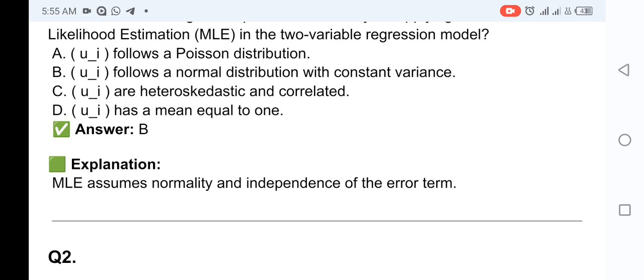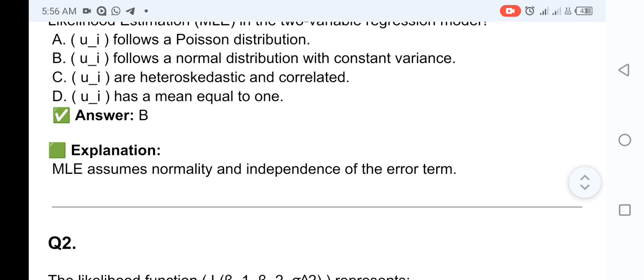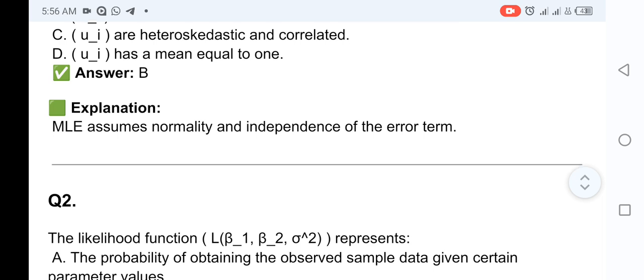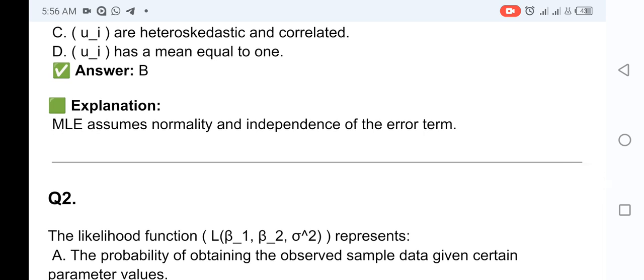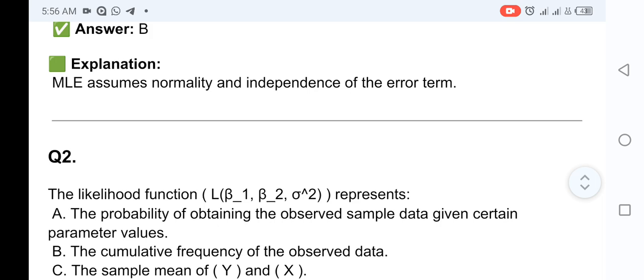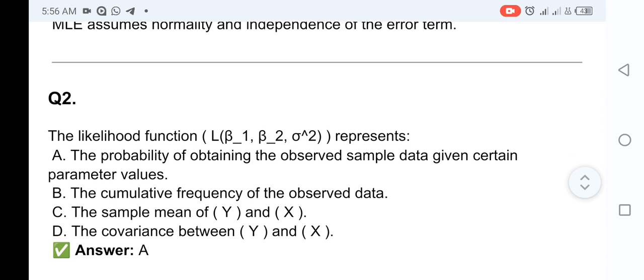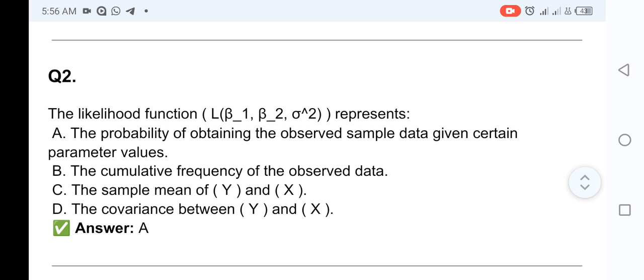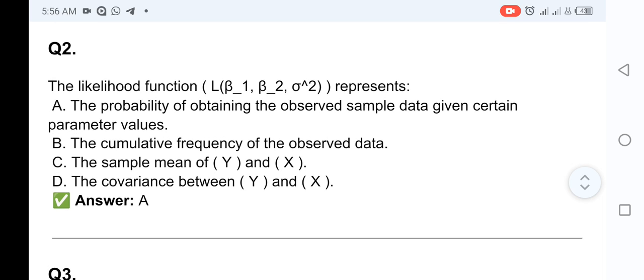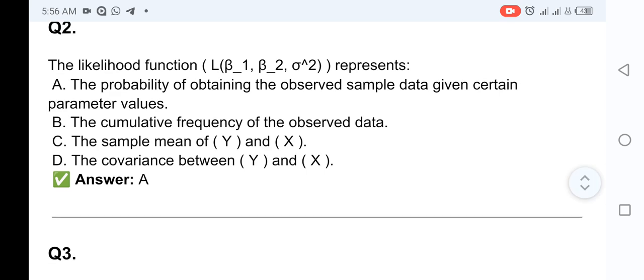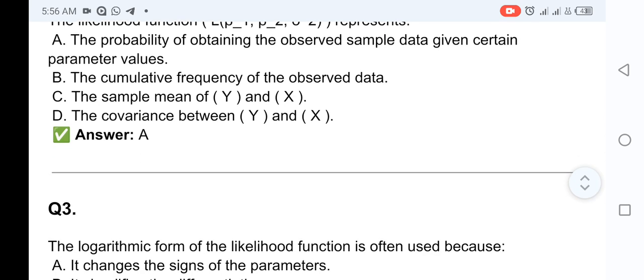Q2. The likelihood function L(β_1, β_2, σ²) represents: A. The probability of obtaining the observed sample data given certain parameter values. B. The cumulative frequency of the observed data. C. The sample mean of Y and X. D. The covariance between Y and X. Answer, A.